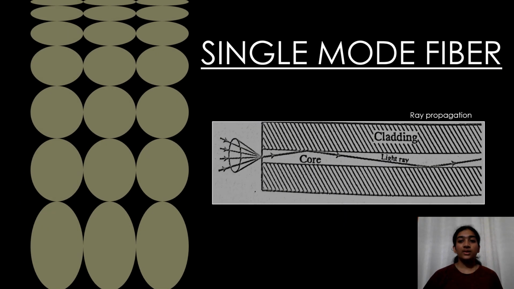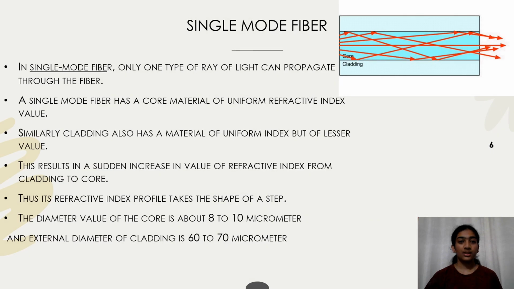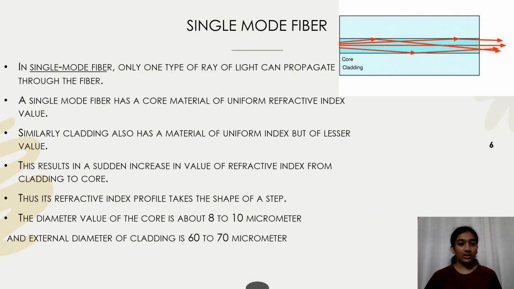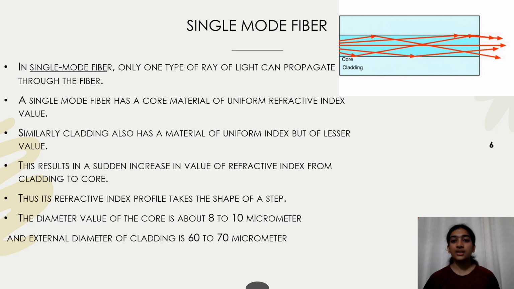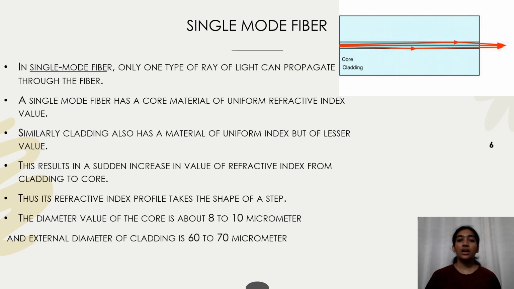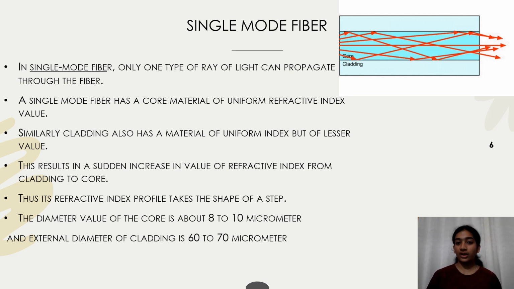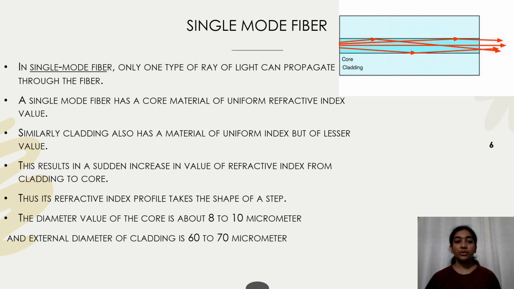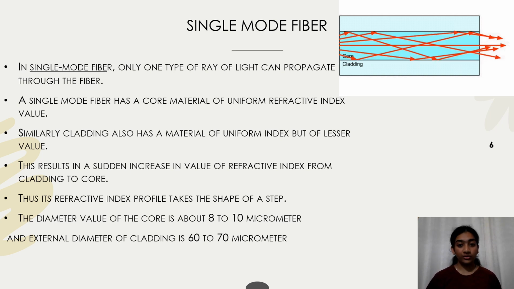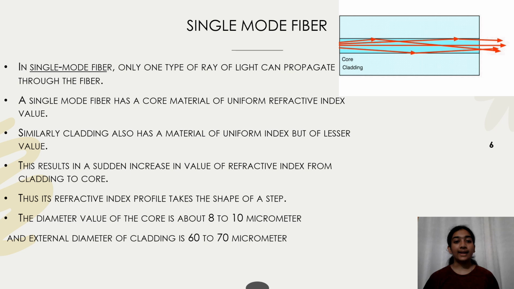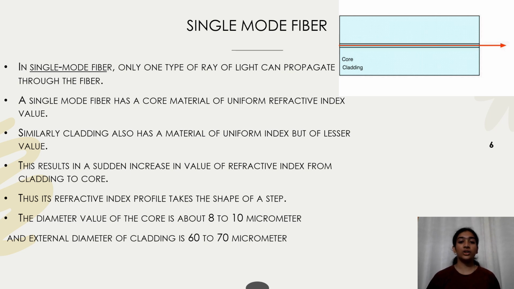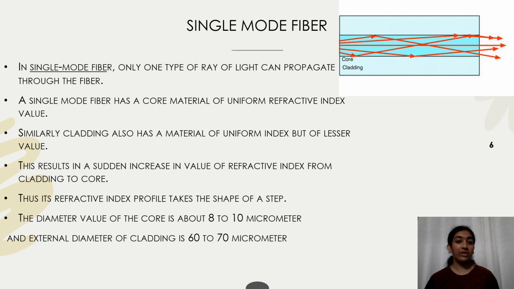Let us start with the single mode fiber. So in single mode fiber, only one type of ray of light can propagate through the fiber. You can see in the animation which is above, it allows only one type of ray to propagate. A single mode fiber has a core material of uniform refractive index value, and cladding also has a material of a uniform index but of lesser value.